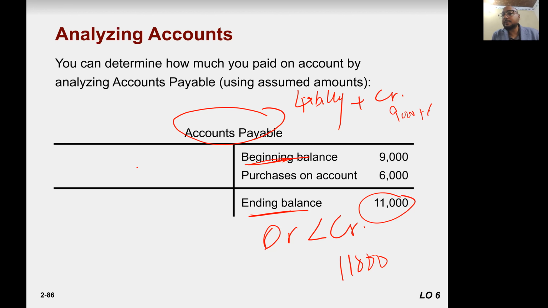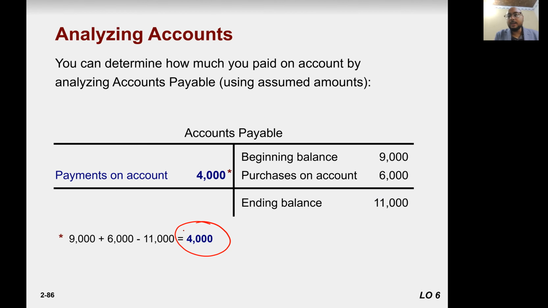9,000 plus 6, how much? 15,000. It means we only paid 4,000. So this is debit and this is credit. And why is account payable decreased? Because the outsider claim is decreased. Because we pay, we satisfy the liability. Here we go. 4,000 we pay, which is cash outflow. Right? We can also rearrange and we can also find out the plug figure here. If we are given these three figures, we can find out the fourth one.